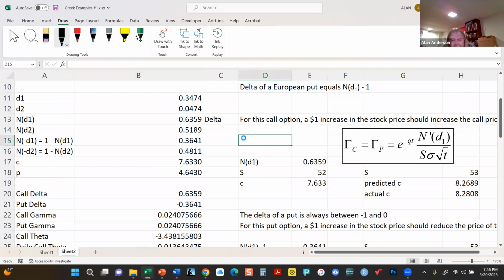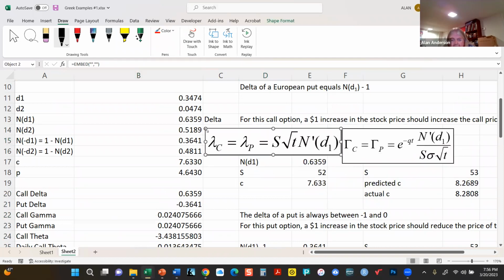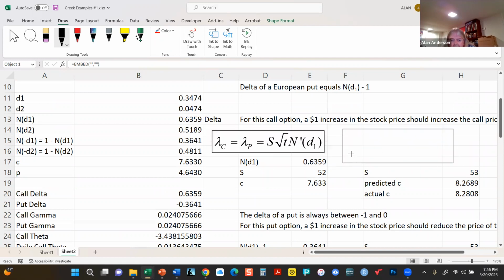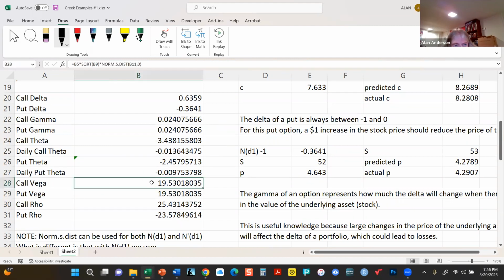Maybe right about here. So we can compare that with the Excel formula. Now, remember, we had this earlier: this N prime of d1 means you're using this NORM.S.DIST function with a parameter of 0.